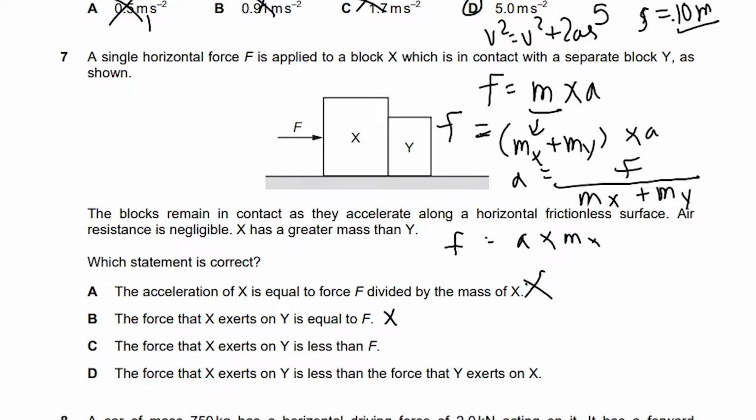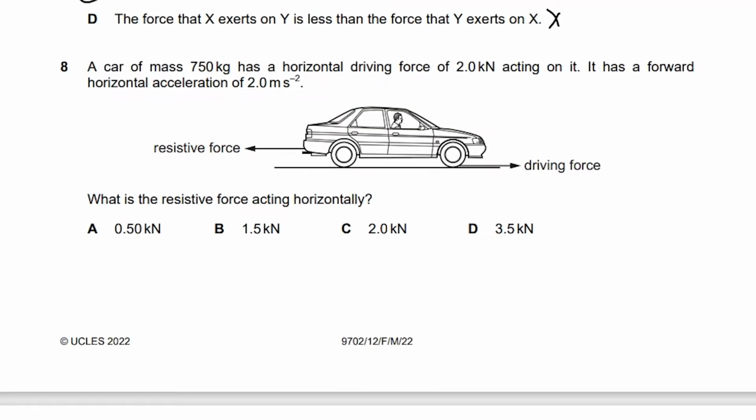Option C. The force that X exerts on Y is less than F. Yes, C, because this force is acting on these two bodies. So obviously the force that one object exerts on another cannot be equal to the force F. It will obviously be less. So option C is the answer, but let's check option D as well. The force that X exerts on Y is less than the force that Y exerts on X. This doesn't make sense because Newton's third law says that action and reaction forces must be equal. Okay, so D is not the answer. C is the correct answer. Option C is correct. Question number 8.